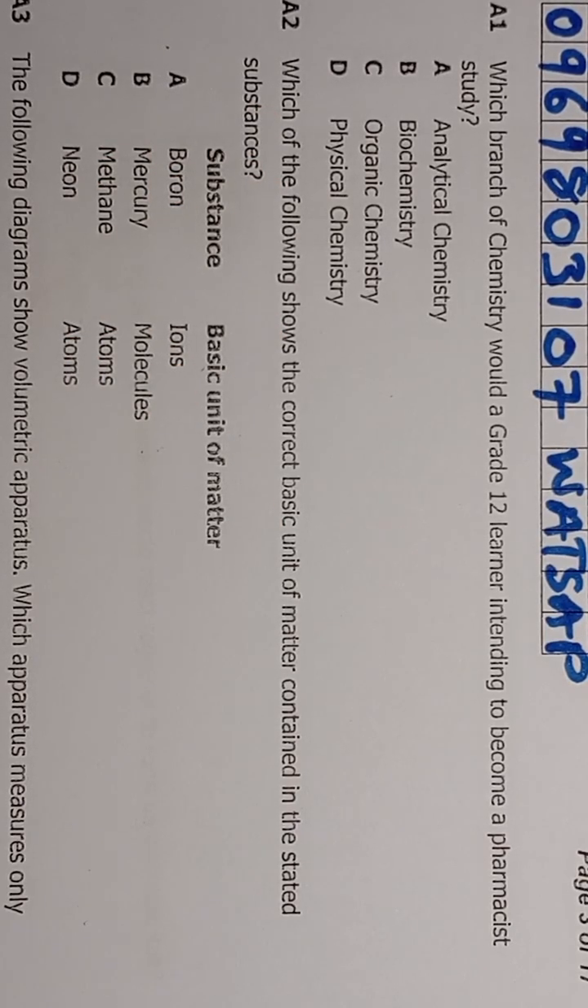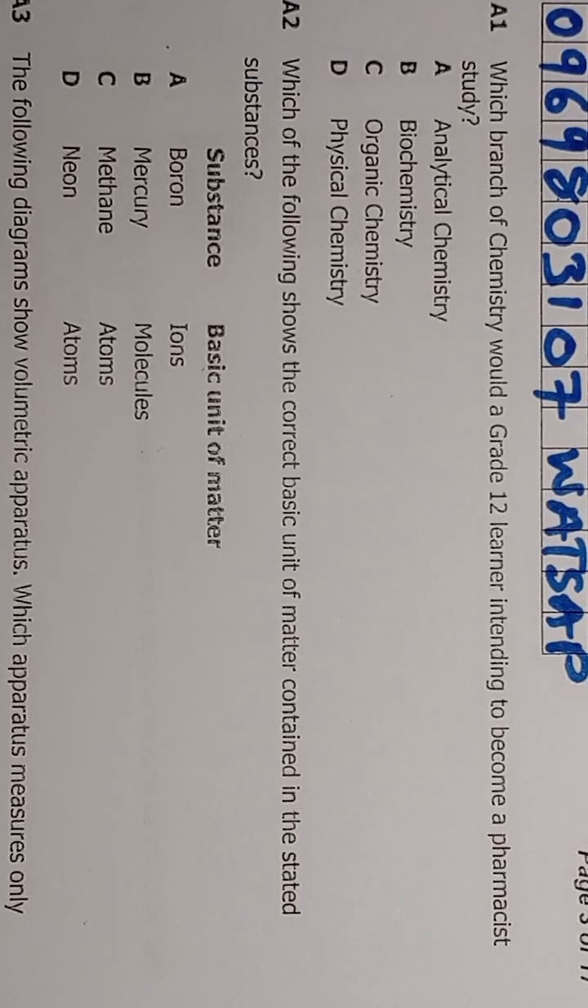We are here to crack down the codes of chemistry, science paper 2, 2024 GCE final exam. Section A. Question 1. Which branch of chemistry would a grade 12 learner intending to become a pharmacist study? Option A, analytical chemistry. Option B, biochemistry. Option C, organic chemistry. And option D, physical chemistry.